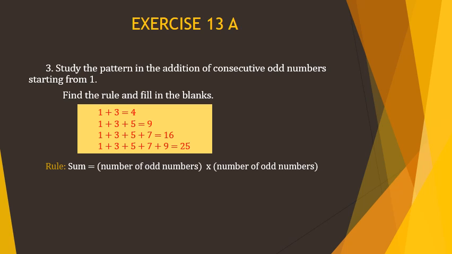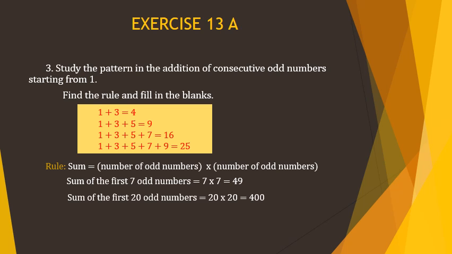So in the same way, in the fourth one, the total number of odd numbers is equal to 5. So we are adding 5 odd numbers. That is why 5 multiplied by 5 is equal to 25. So the sum of the 5 consecutive odd numbers is coming as equal to 25. Therefore, the sum of the first 7 odd numbers will be 7 multiplied by 7, which is equal to 49. And the sum of the first 20 odd numbers is equal to 20 multiplied by 20, which is equal to.